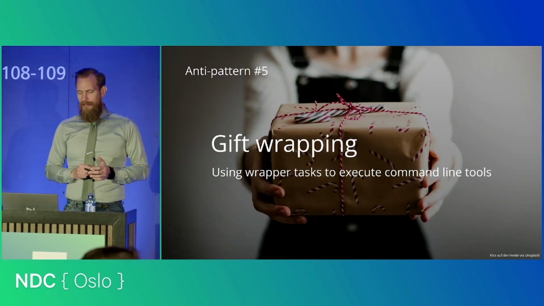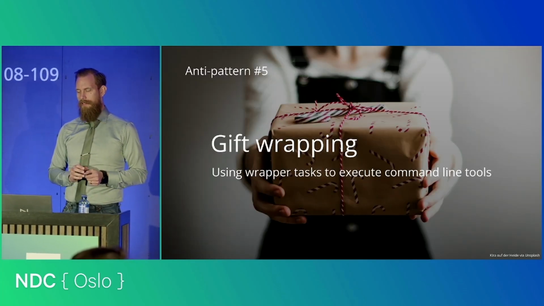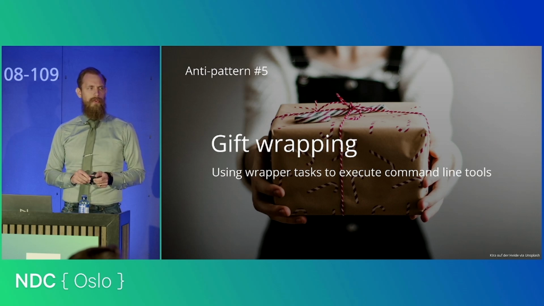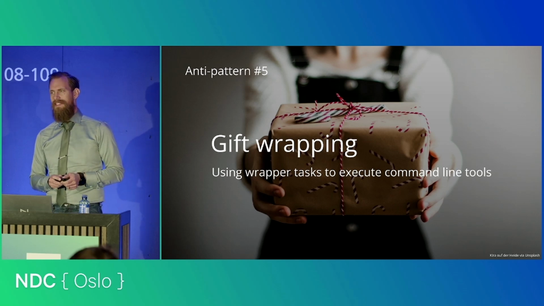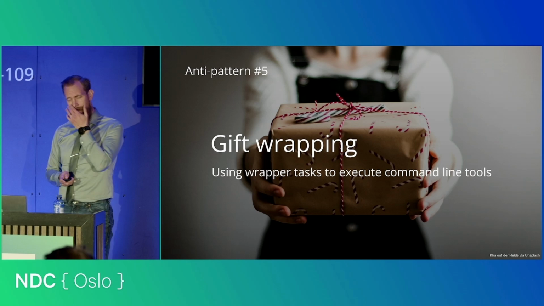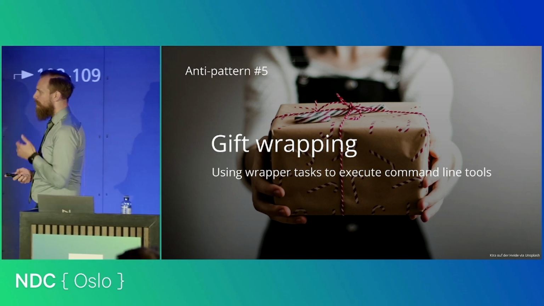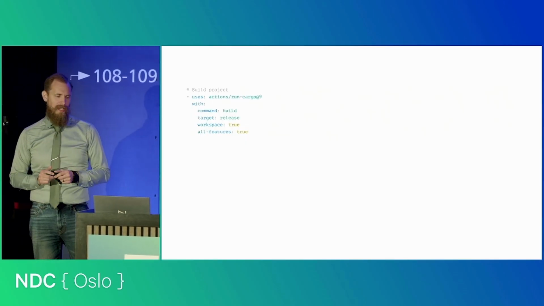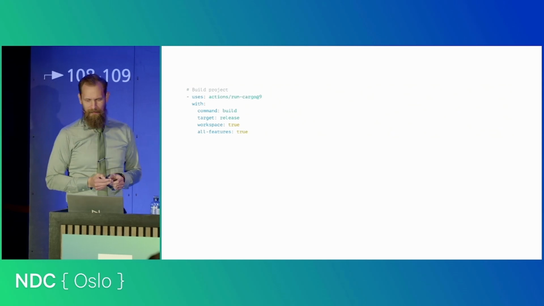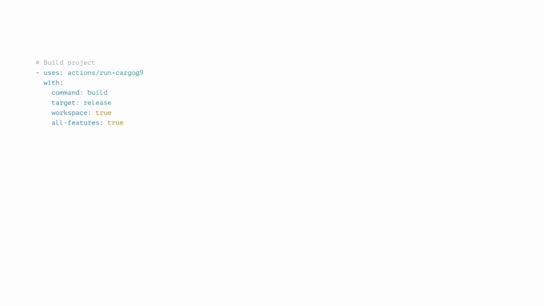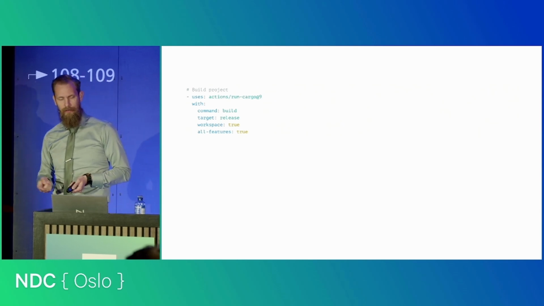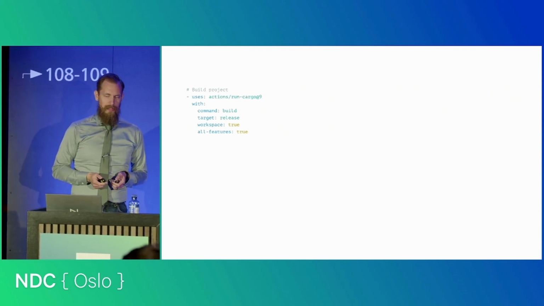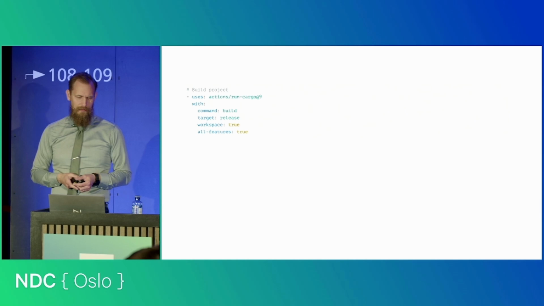So, anti-pattern number 5, gift wrapping. And this is where we use wrapper tasks instead of actual tasks or command line tools. This is most common on Azure DevOps. Not calling any names, by the way. But Microsoft is very happy about creating wrapper tasks for all the tools you can do. When I wrote this talk, there wasn't actually a cargo task for compiling Rust applications on Azure DevOps. There is now. Please don't use it.